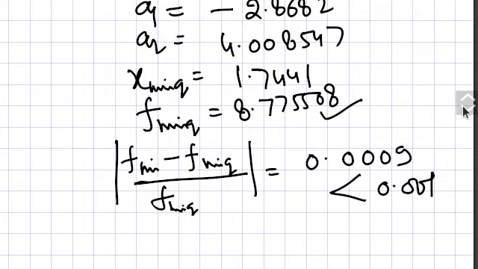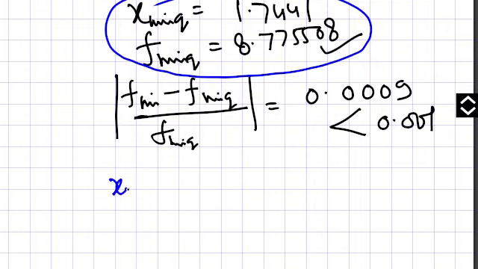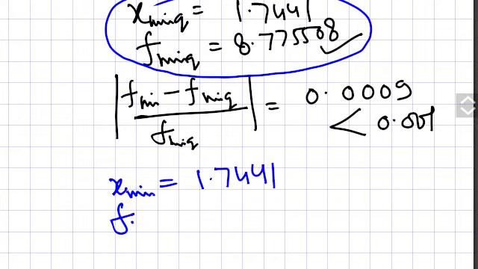So here you can stop and you can say that our result is this, that x minimum, the optimum point, is 1.7441 and the minimum value of the function is 8.775508.